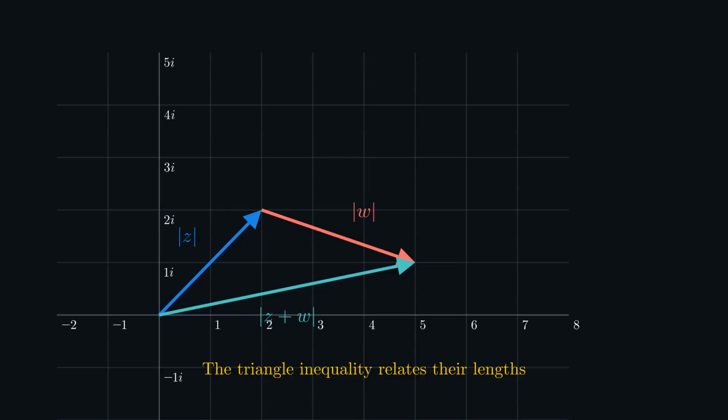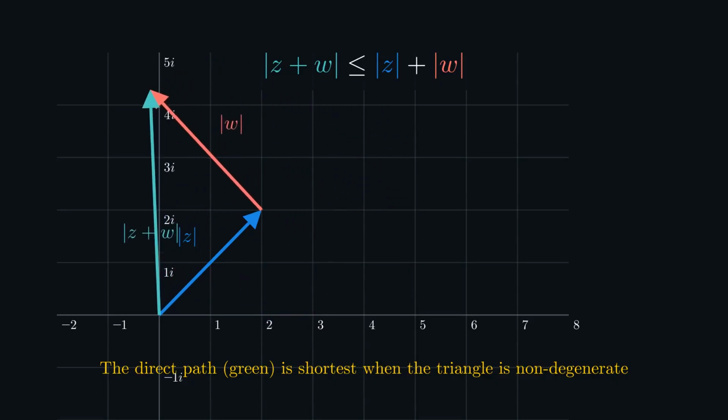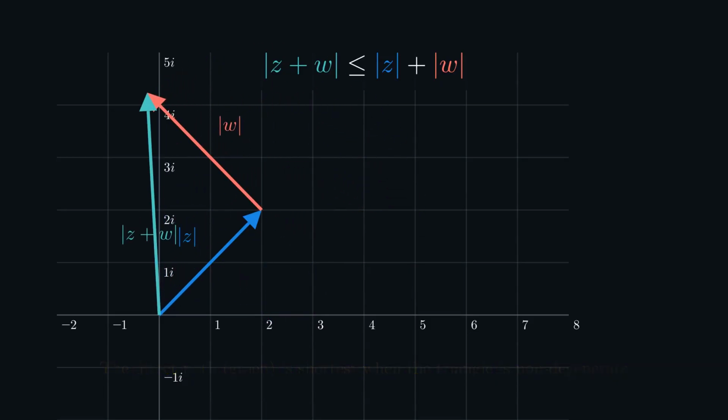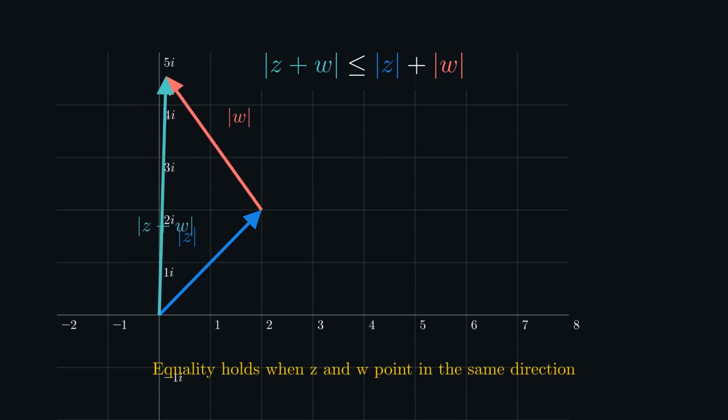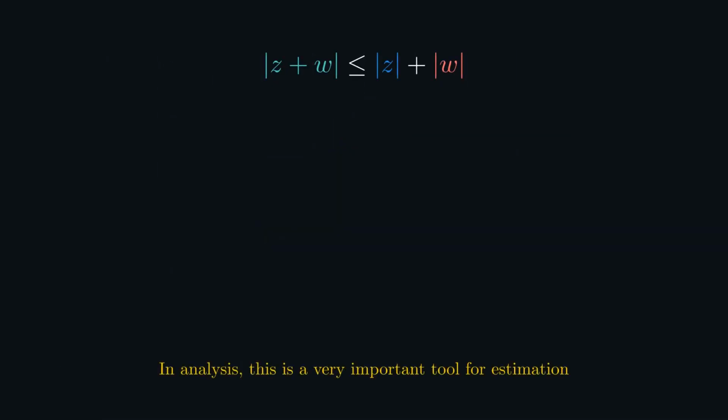The triangle inequality simply states that the length of this direct path, the absolute value of z plus w, is always less than or equal to the sum of the individual lengths. Equality only holds when z and w point in exactly the same direction. This is a very valuable tool that will come up frequently in our studies.